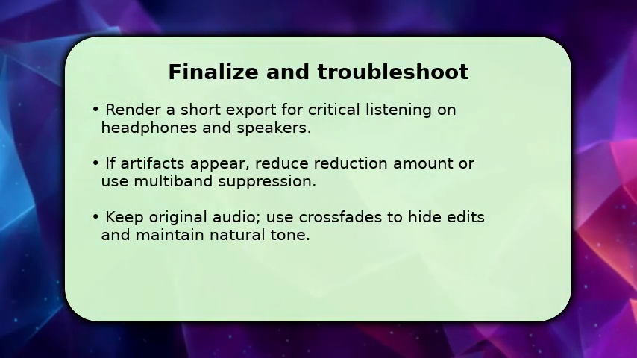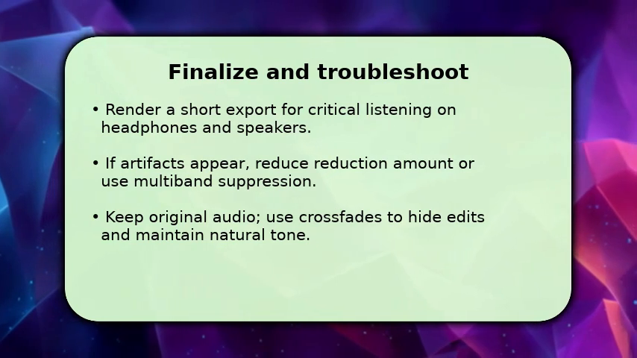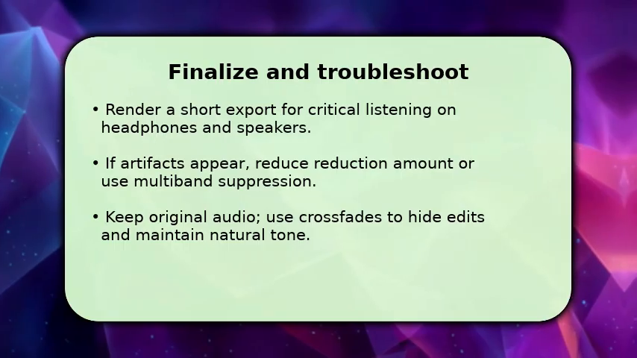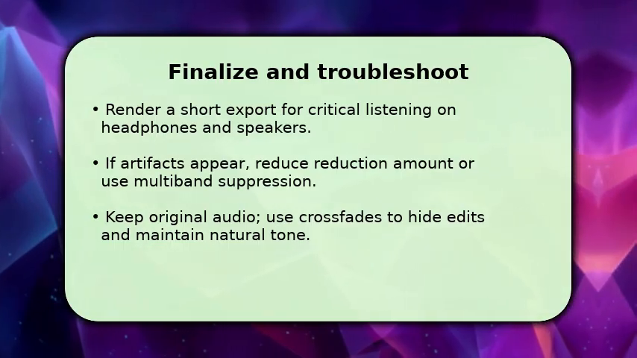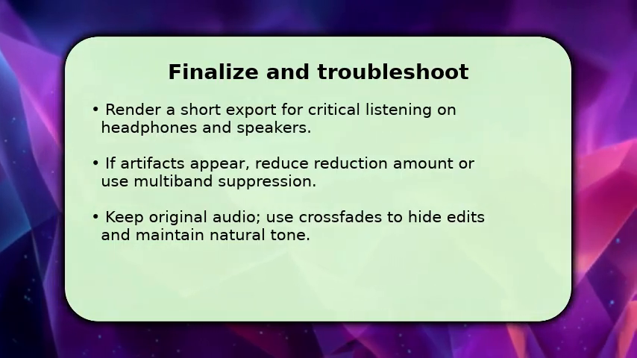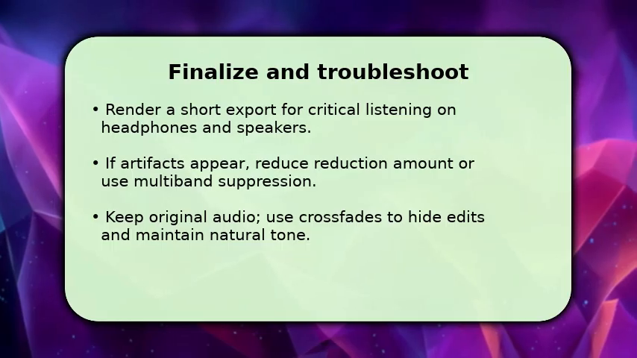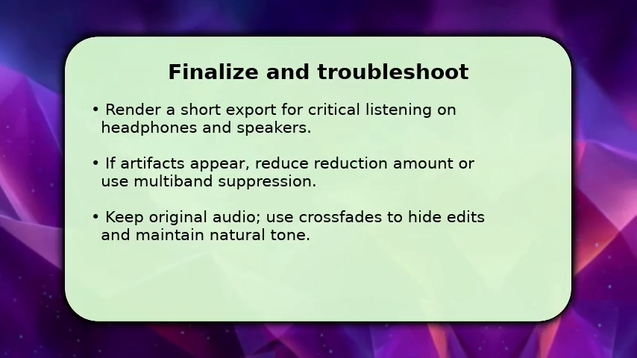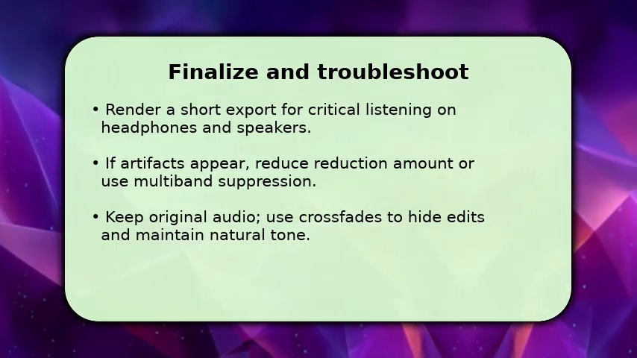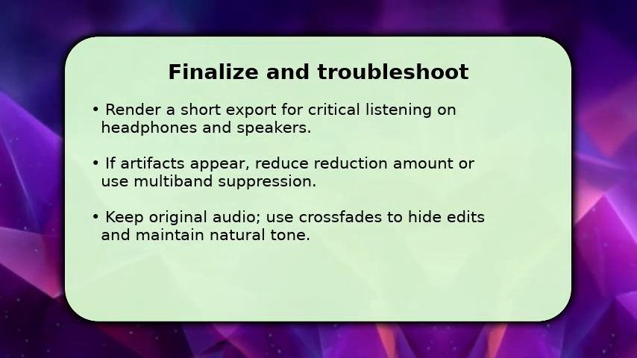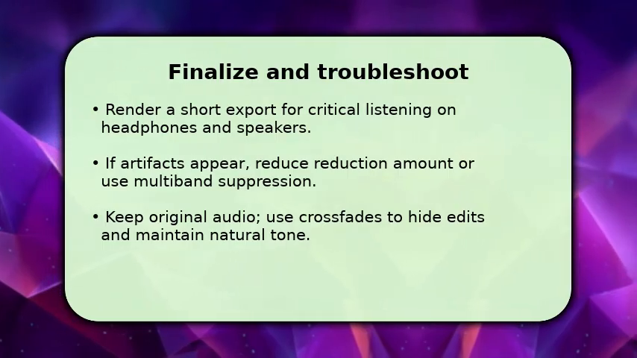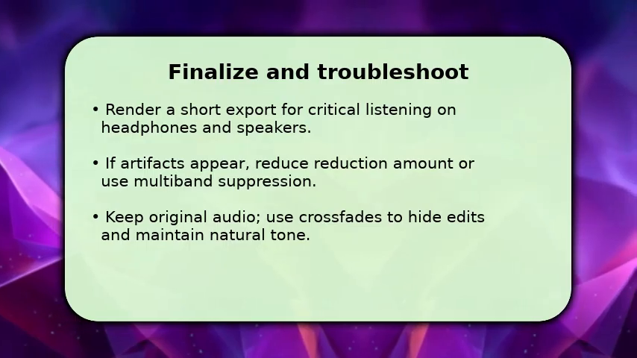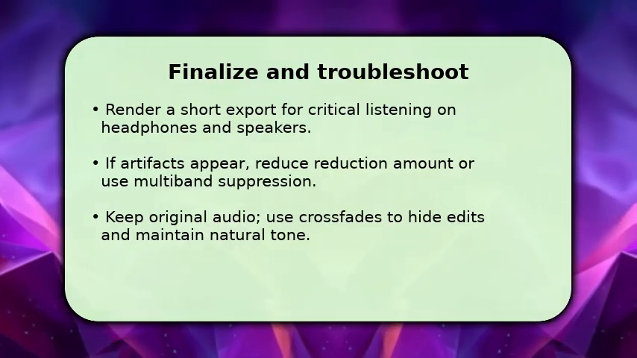To finish, render a short test clip and listen on headphones and speakers to confirm clarity and natural tone. If you hear warbling or metallic artifacts, back off the reduction amount and try multiband or manual spectral repair focused on problem bands. You can also blend a small amount of the original audio under the process track to restore presence. Make sure to keep the original audio file and use crossfades where edits meet, so the final result stays seamless and free of clicks.